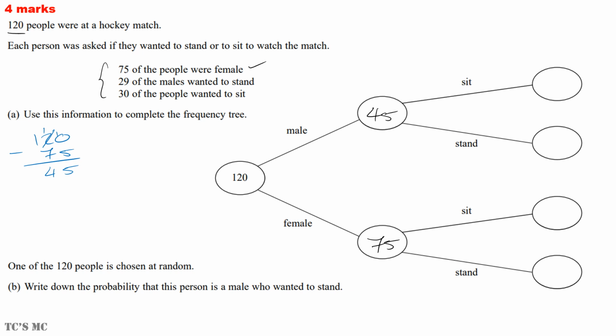29 of the males wanted to stand. Go to male and stand, write in 29, and now we can tick this off. Again, we're going to do a subtraction to work out how many were sitting. 45 subtract 29. 15 subtract 9 is 6. 3 subtract 2 is 1. That means there were 16 males that were sitting. And now we have our 2nd mark.